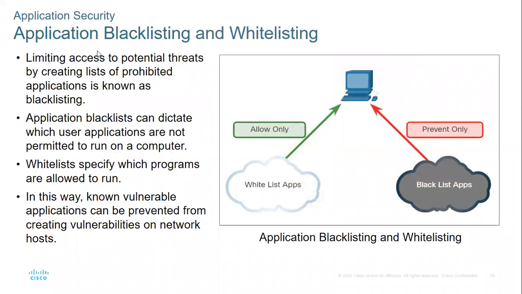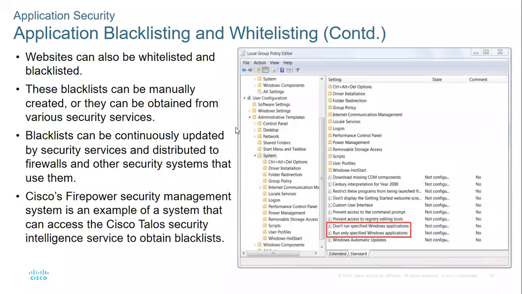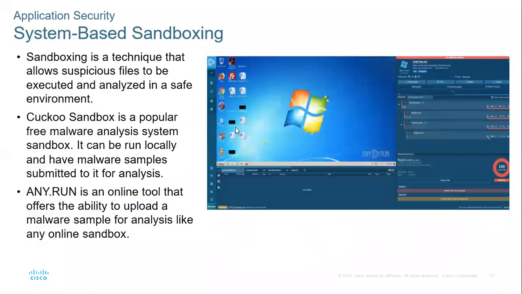Then we can also have what is known as application blacklisting and whitelisting. With application blacklisting, we're going to have the applications that are not allowed to run in your organization. And with application whitelisting, we're going to have a list of applications that are going to be allowed in your organization.